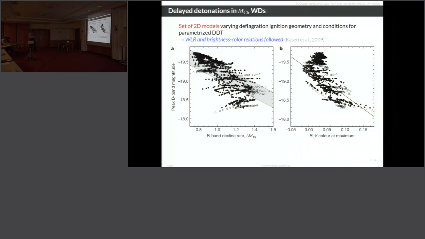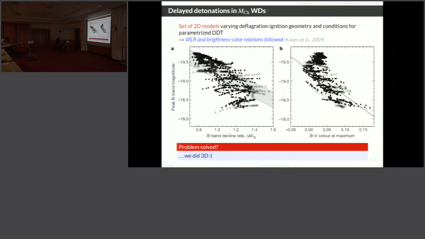Here we have the peak luminosity, and here the B-band decline rate in 15 days. So that's the Phillips relation, the width luminosity relation. The gray band is the observed width luminosity relation. This is what our models predict, and you see we have a much wider spread, but in principle there's a trend in this direction. And also the correlation between the peak luminosity and the color, that's also used for calibrating Type Ia supernovae as distance indicators, is in a sense followed by the model. So this is a nice success.